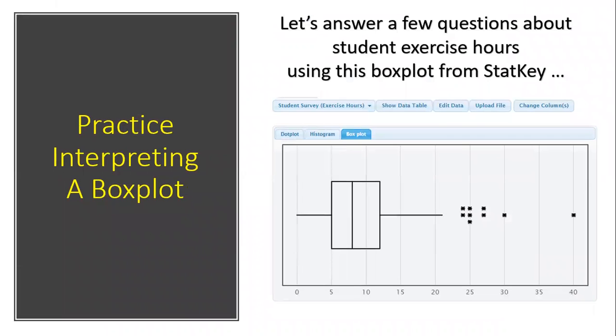Now that we've learned how to create a box plot, let's do a little bit of practice interpreting a box plot. These questions are based off of a data set from StatKey. This is the student survey data set, in particular looking at the variable on exercise hours. They asked students how many hours a week they tended to exercise on average. And you can see the box plot that was made of this variable. Let's ask some questions about this box plot and see if you can answer them.